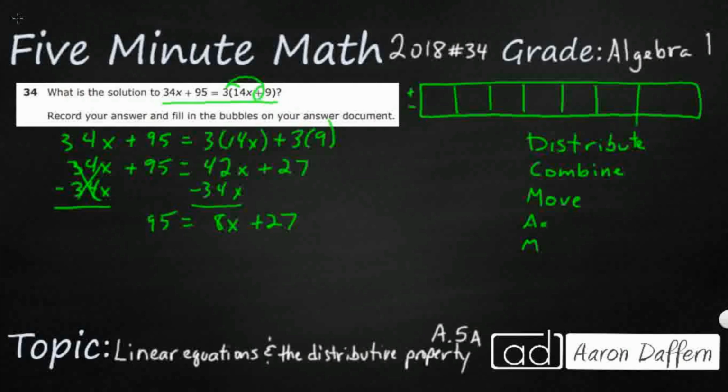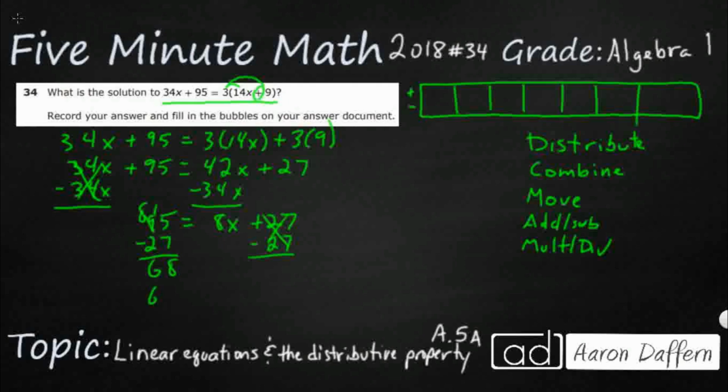Okay, now we need to add or subtract to isolate that variable. And so I've got a minus 27 coming up. That's going to get rid of that plus 27. So let's subtract that 27. That's going to get us 68. Okay, and now we multiply or divide. And so what do we have left here?